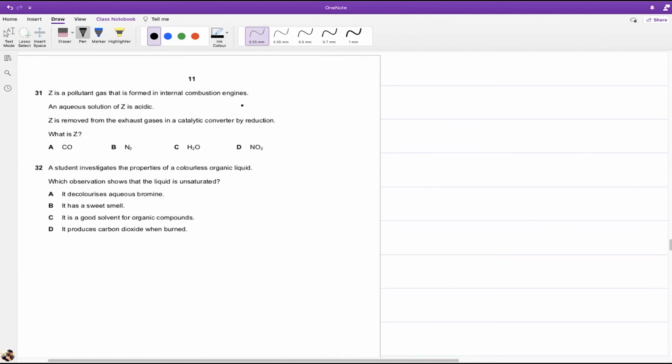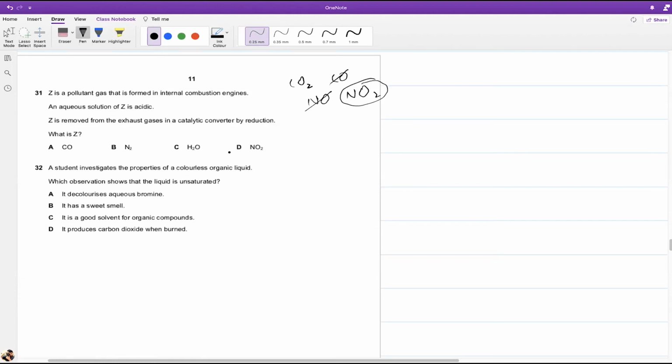All right. Z is a pollutant gas formed in an internal combustion engine. Which ones were produced? Carbon dioxide was produced, carbon monoxide, nitrogen monoxide, nitrogen dioxide. These 4 were definitely produced. An aqueous solution of Z is acidic. So this is not it. This is not it. Z is removed from the exhaust gases in a catalytic converter by reduction. That means removing its oxygen. So that's this one.